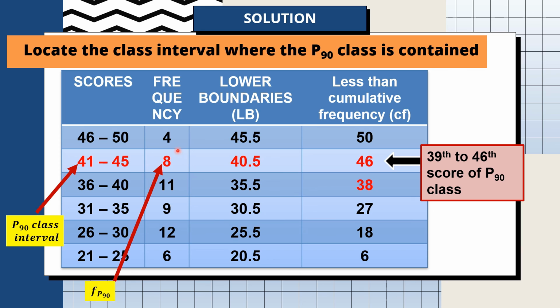Tapos, yung frequency natin, which is 8. Yung lower boundary natin, which is 40.5. At ang ating cumulative frequency below is 38. So, hindi po 46 ang kukunin yung nasa below niya or before the cumulative frequency of our class interval. Again, yung class size natin is 5 pa din yan.